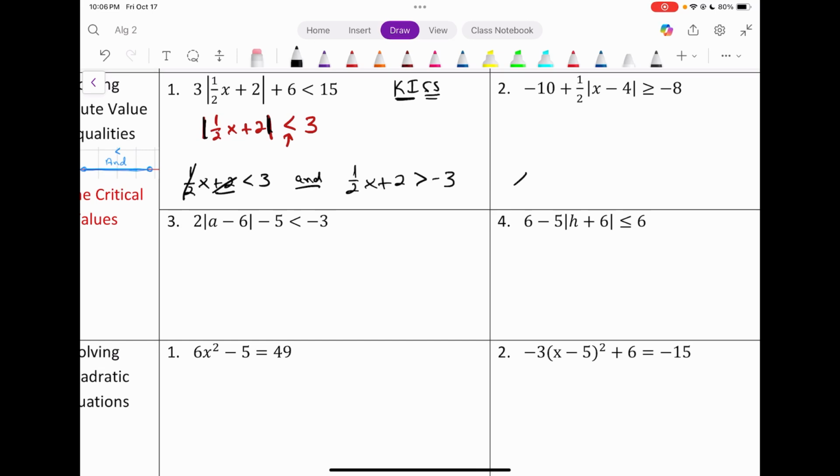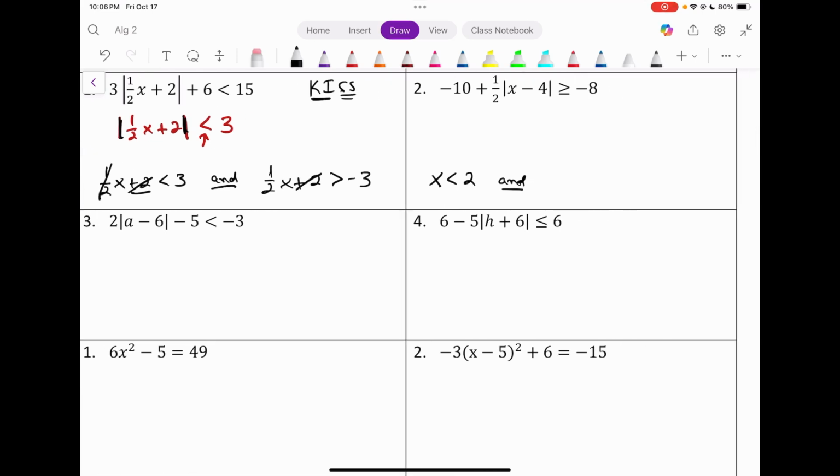So the first part of my answer, and I'm just going to come over here and write it for now, will be x, subtract 2, multiply by 2, so that gives me x is less than 2. And, again, we're going to subtract 2, which gives me negative 5, multiply by 2, which gives you negative 10. So x is greater than negative 10. So your answer looks like this. x is less than 2. x is greater than negative 10.